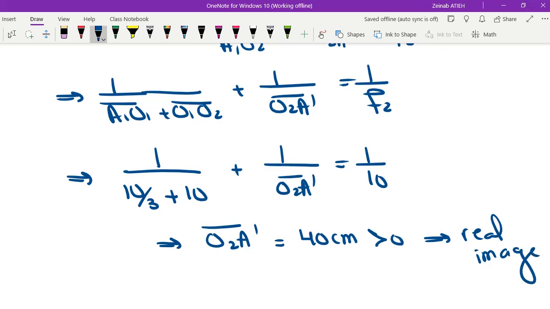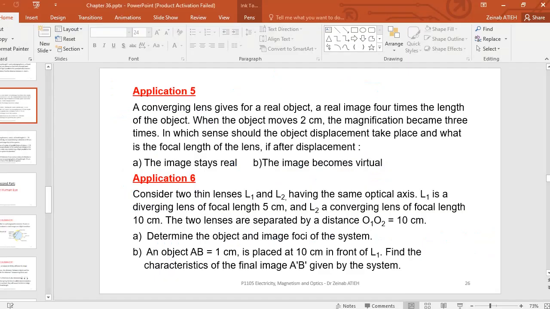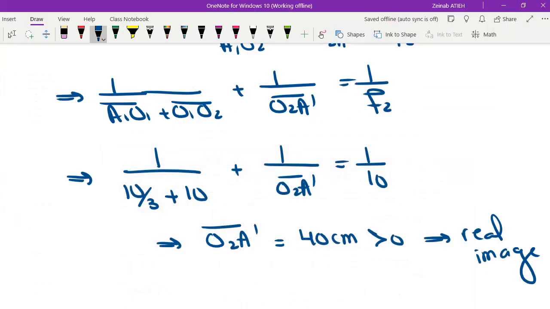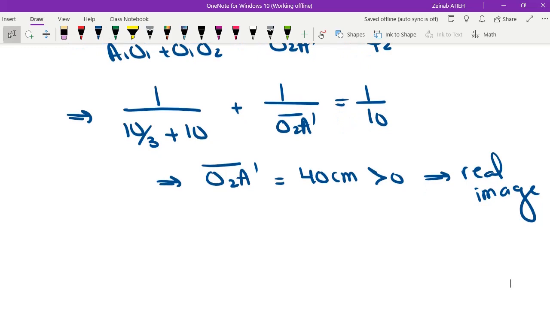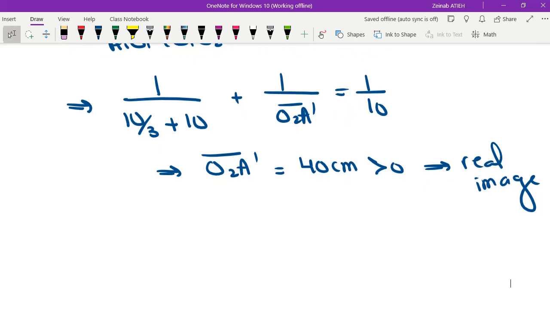The final image is a real image. شو كان طالب الكاركترستكس؟ يعني السايز، البوزيشن. So جبنا البوزيشن، نحن من بعد ال O2 ب 40 سم، إذا أنا حابة أرسمها. It's a real image. أوكي. بعد لازم نلاقي الماجنيفيكيشن، تلاقي السايز وإذا كانت erect أو inverted.